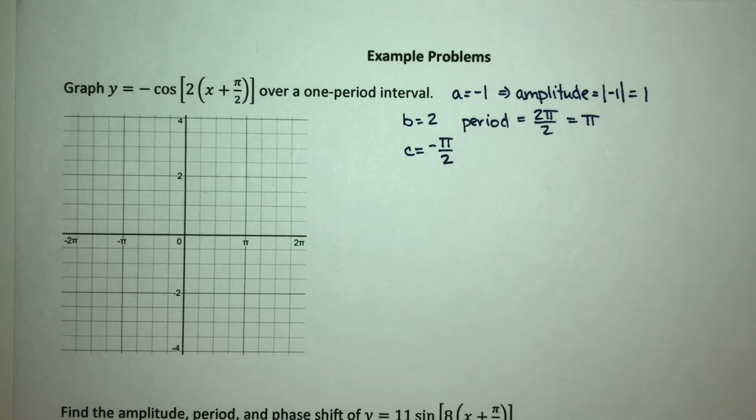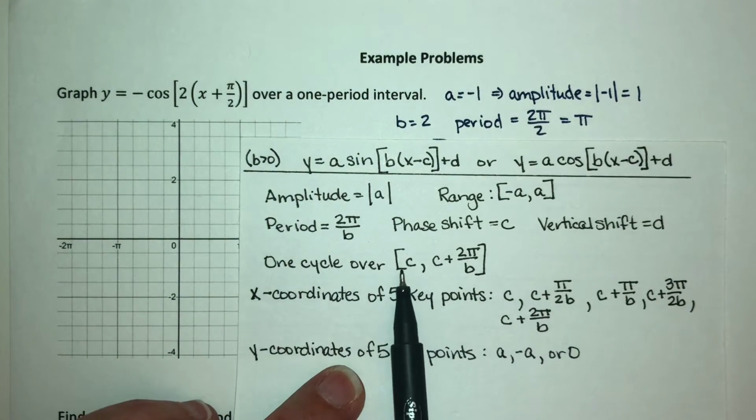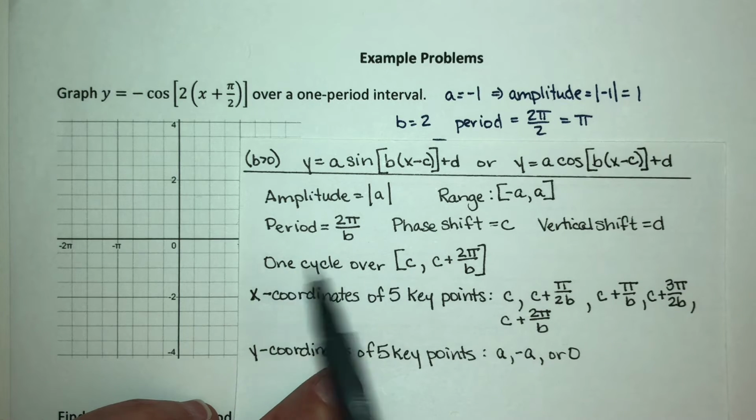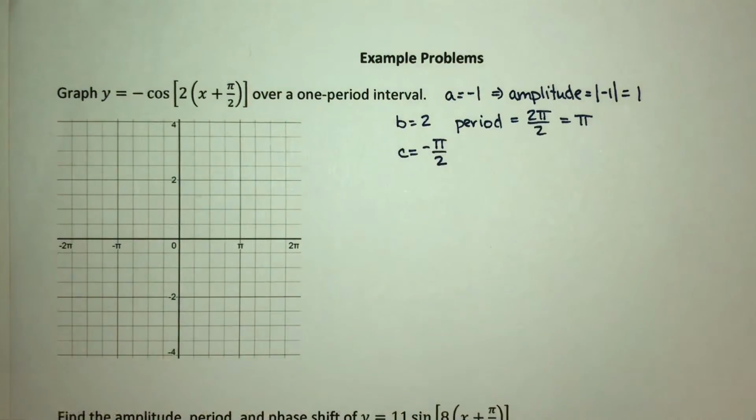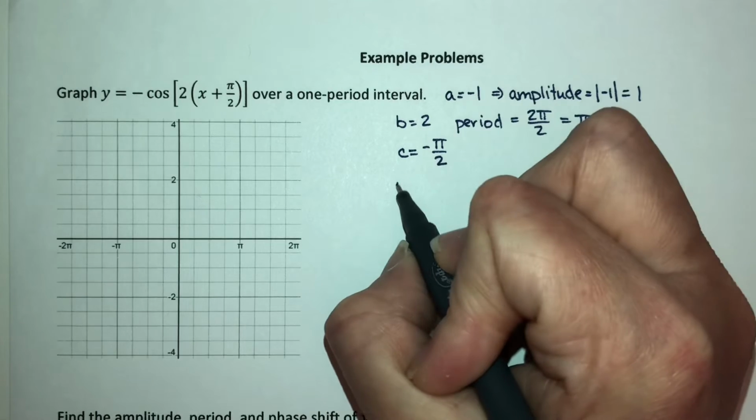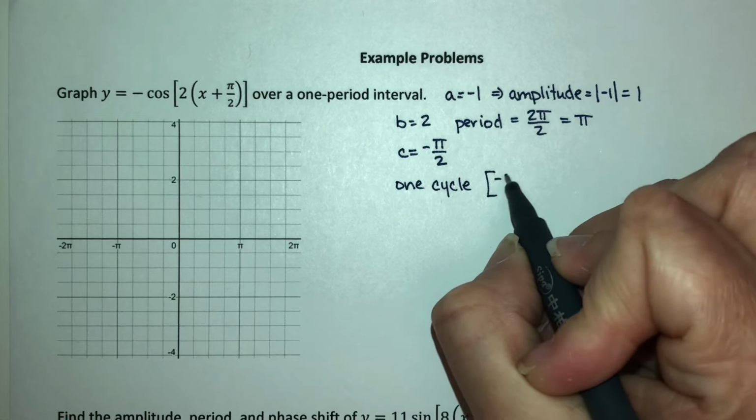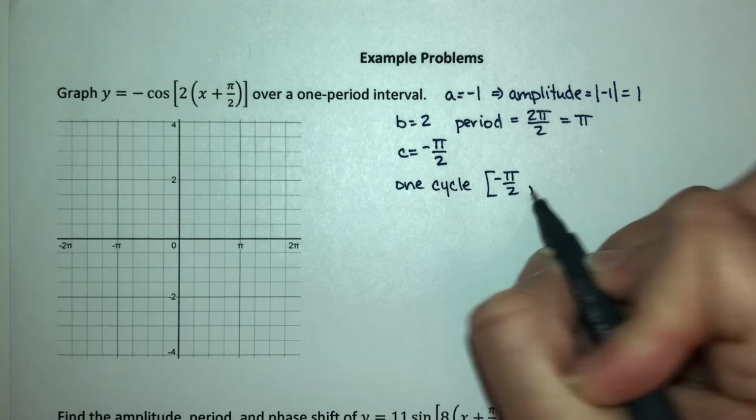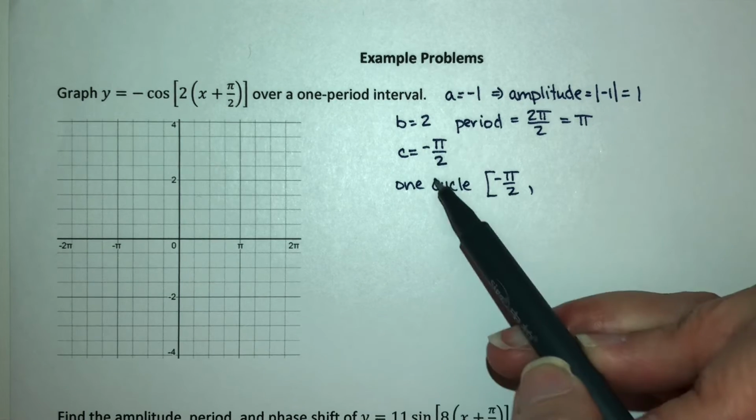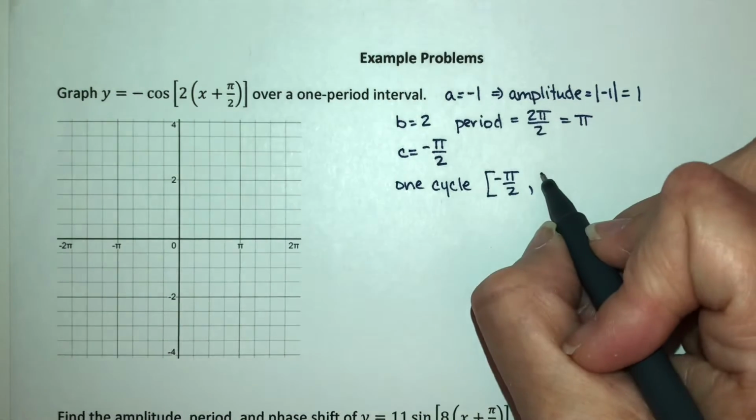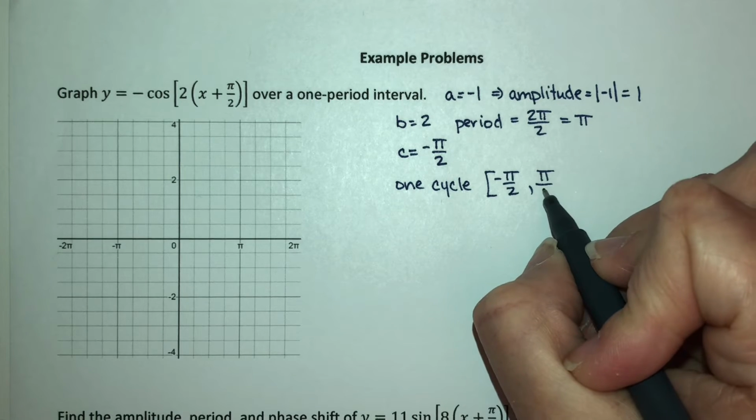I have here a note card with our basic data all together so that we can refer to it easily. We have one cycle over c to c plus 2 pi over b. So one cycle is going to be from negative pi over 2 to, we take this and we add our period. Negative 1/2 plus 1 is positive 1/2. So one cycle is going to happen between negative pi over 2 and pi over 2.